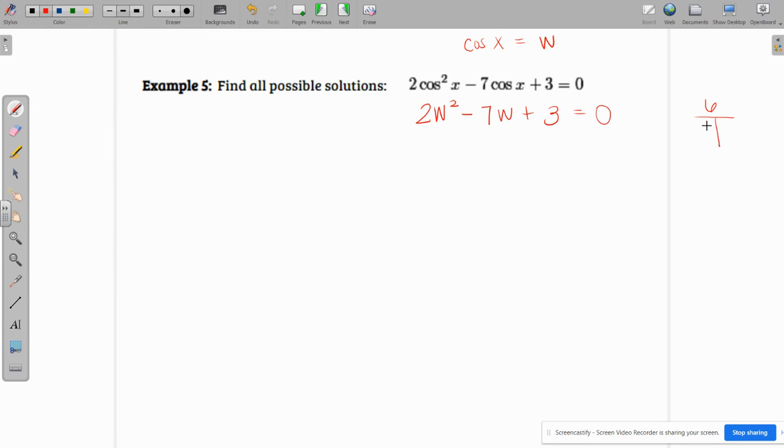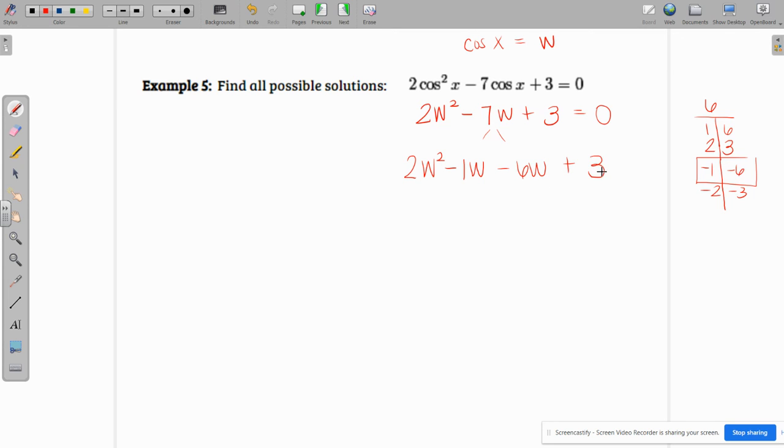I need factors of 6, so 1 and 6, 2 and 3. I could also use -1, -6, and -2, -3 because those are also factors of a positive 6. I need to pick the pair that adds up to be this coefficient of this middle term, -7, which means we would use -1 and -6. So we are going to split that middle term. So 2w squared minus 1w minus 6w plus 3.